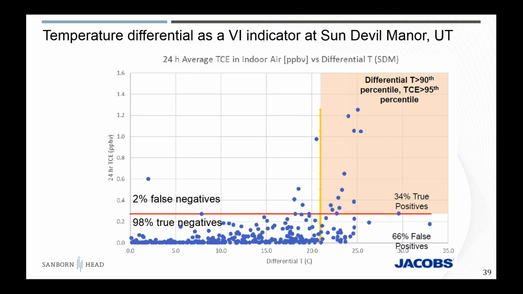And you can see that when temperature differential is highest, where the TCE concentration is highest, these are the 95th percentile lines. This one is for TCE, and the yellow one is for temperature. So sampling indoor air when you have a temperature differential above the 95th percentile gives you a 34% chance of capturing the 95th percentile of the TCE concentration. So 34% is not great, but it's better than nothing, it's better than zero, and better than random perhaps. So it's at least the first step.